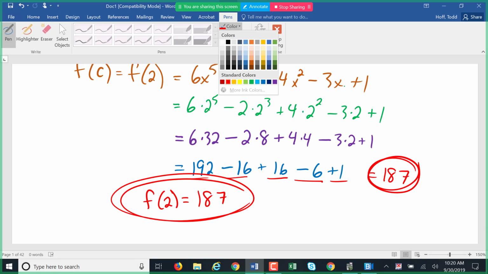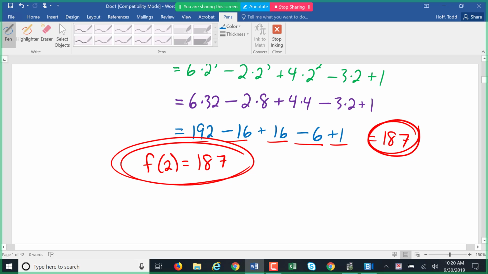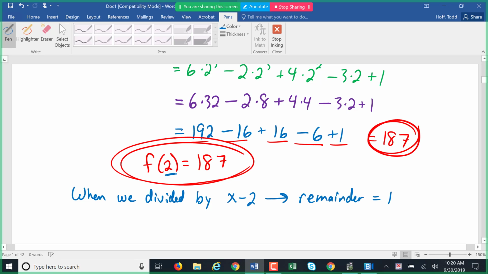Now, if you take a second, that should look familiar. When we divided by x minus 2, remember that's where that c of 2 came from, the remainder was 187.